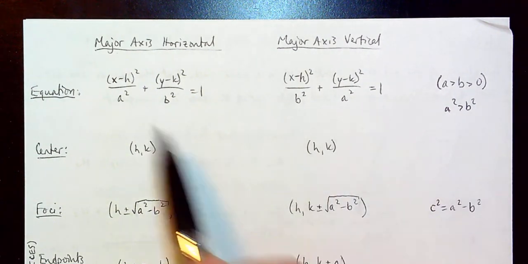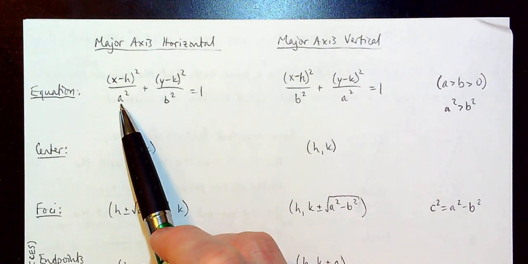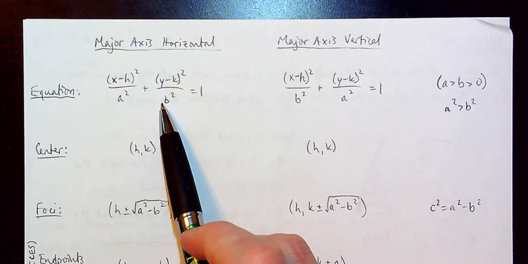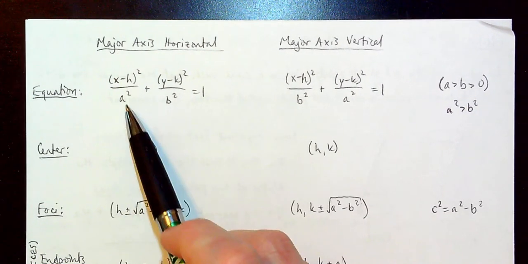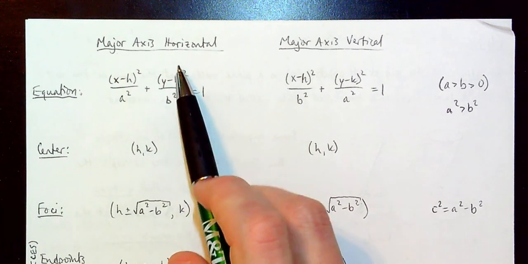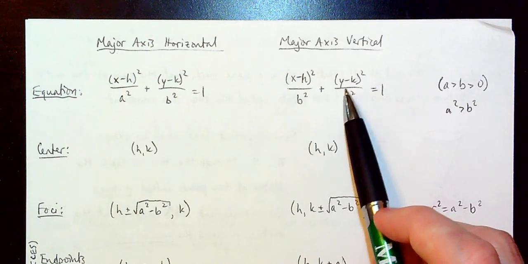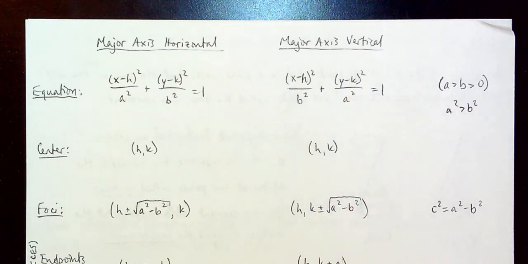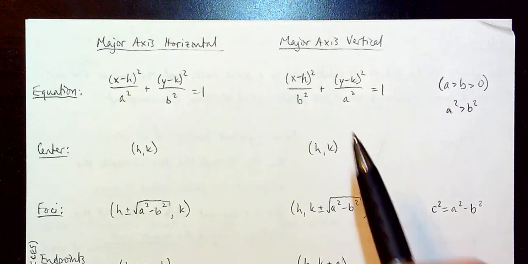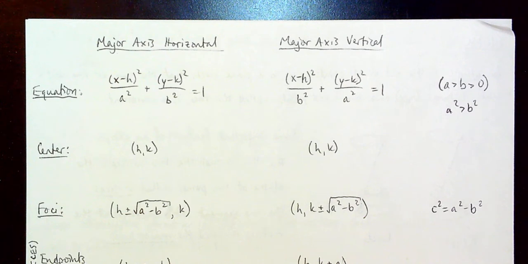A squared is always the larger of the two numbers on the bottom. B squared is always going to be the smaller. But if the larger number on the bottom is underneath the x's, then you have a horizontal major axis. If your larger number, a squared, is underneath the y's, then you have a vertical major axis. But no matter whether you have a horizontal or a vertical major axis, the center point of your ellipse is going to be h comma k.